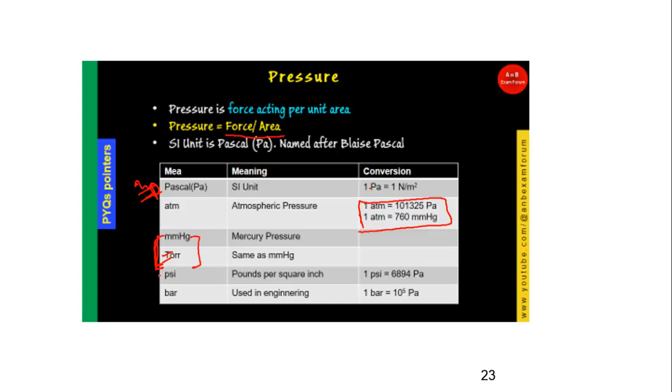Okay. Next is PSI. PSI is pound per square inch. Okay. So it is used in America. Square inch is the area, whereas pound is a unit of force. So PSI is again a unit of pressure. So 1 PSI is almost 7,000 Pascal. And the very important one is bar. So bar is commonly used in the engineering field, where 1 bar is 10 power 5 Pascal. This is very important. Okay, so 1 bar is 10 power 5 Pascals.